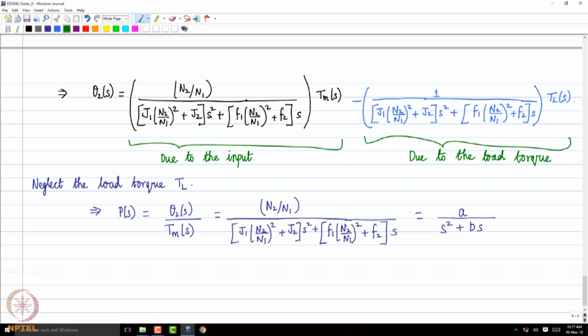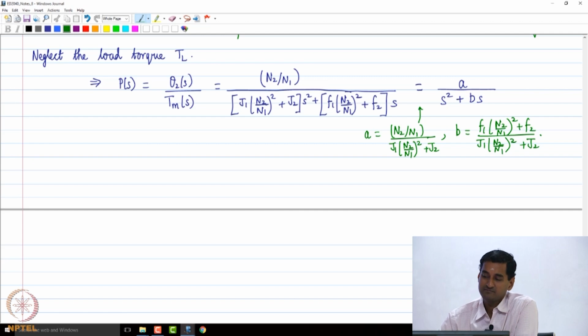So, here what I am doing is then I am just saying that the parameter A is going to be N2 by N1 divided by J1 (N2 by N1) whole square plus J2, right. That is what I am essentially taking A as, and B is essentially F1 (N2 by N1) whole square plus F2 divided by J1 (N2 by N1) whole square plus J2. Okay. So, that is what we are considering, right.